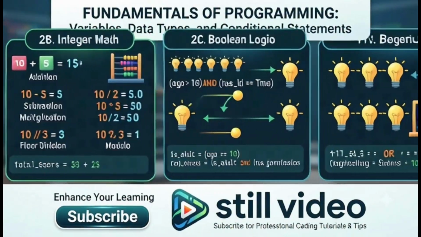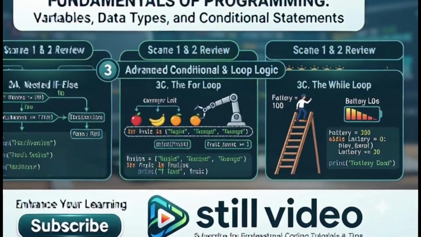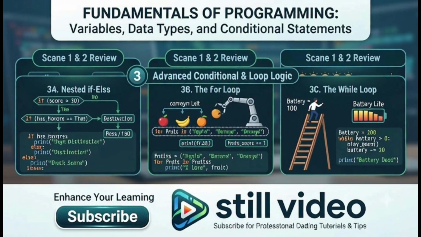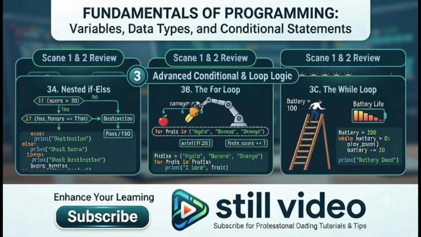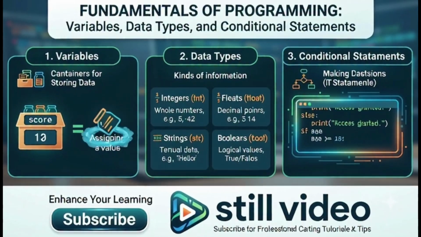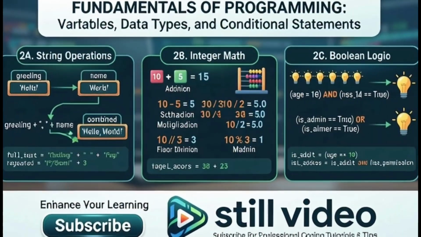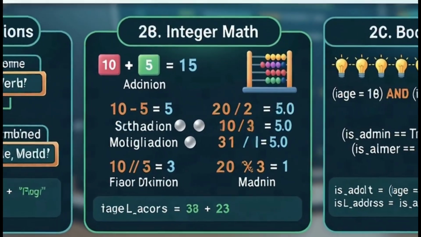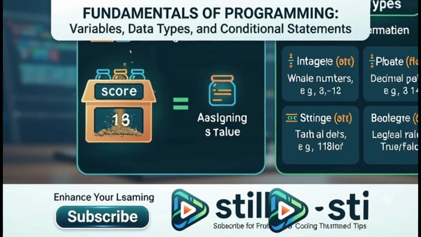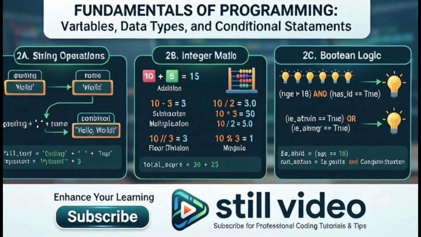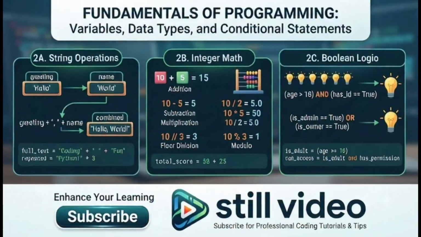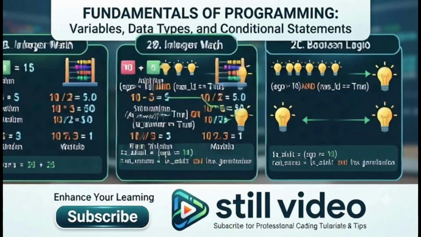2. Data types. Data types tell the computer what kind of information a variable holds, which determines what operations can be performed on it. The most common types include: Integers (int), whole numbers, e.g., 5, -42. Floats (float), numbers with decimal points, e.g., 3.14, 0.001. Strings (str), textual data enclosed in quotes, e.g., "Hello, World". Booleans (bool), logical values representing either True or False.